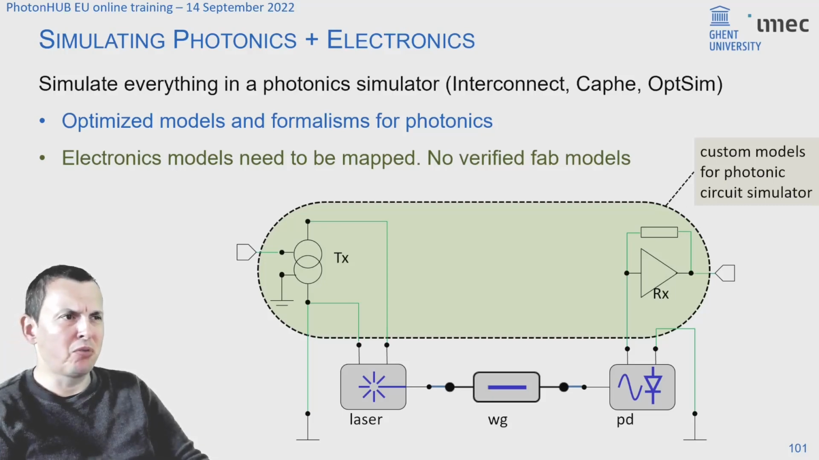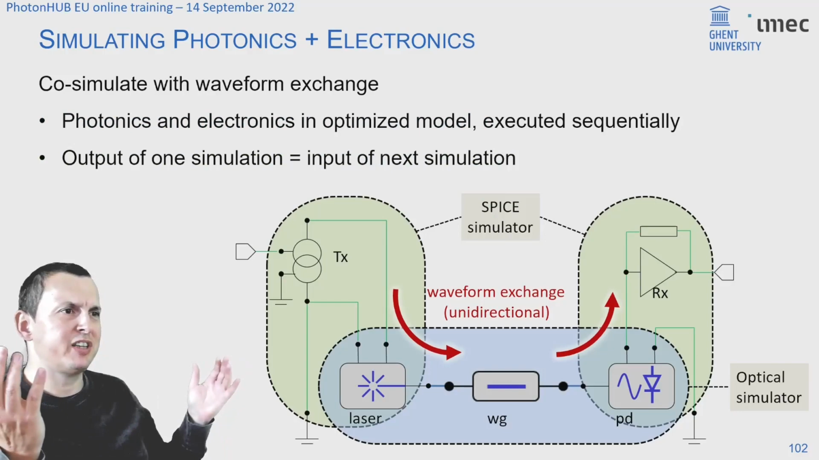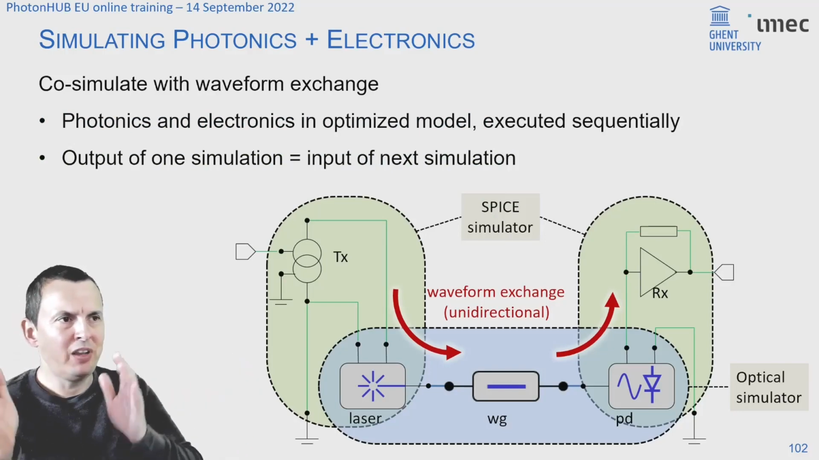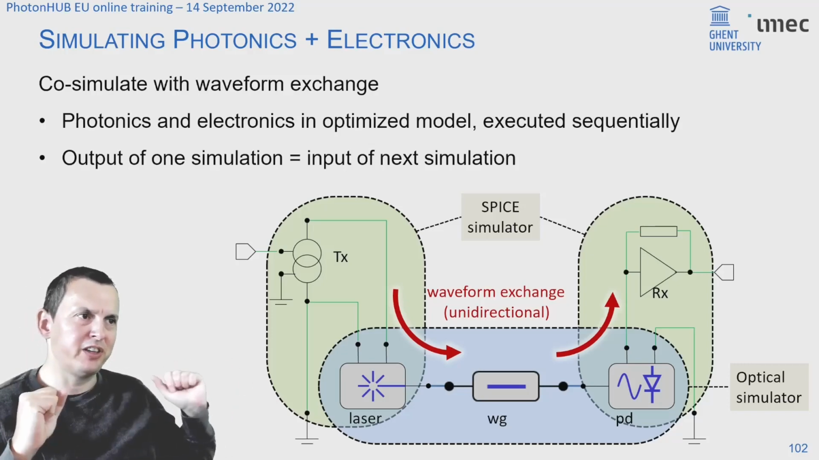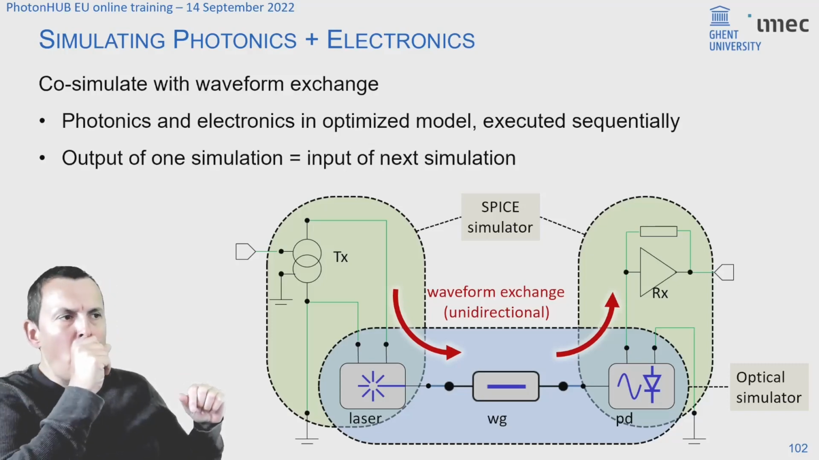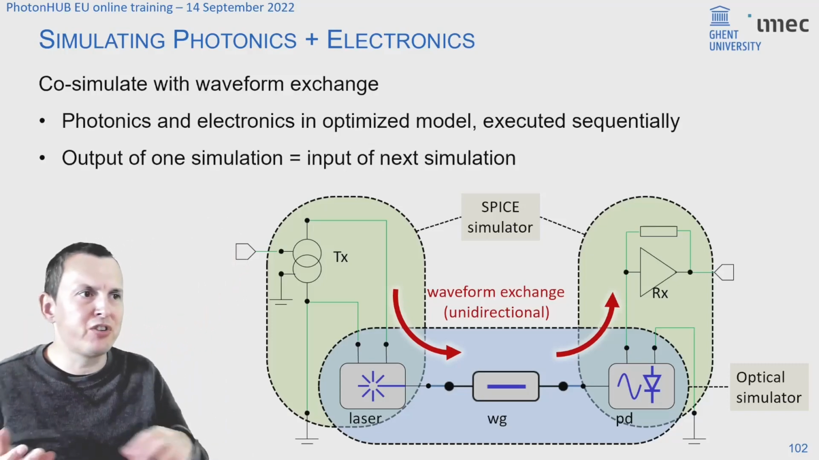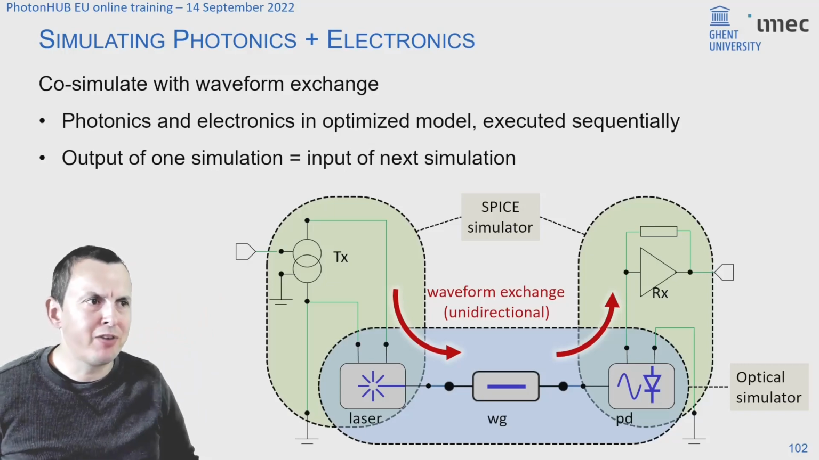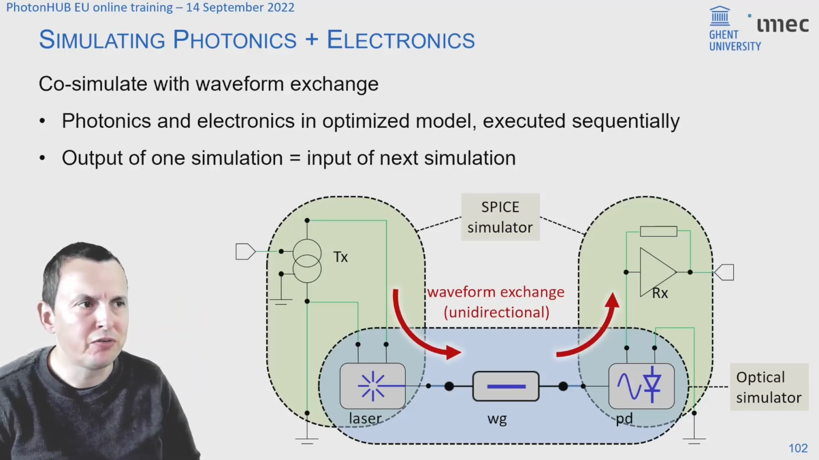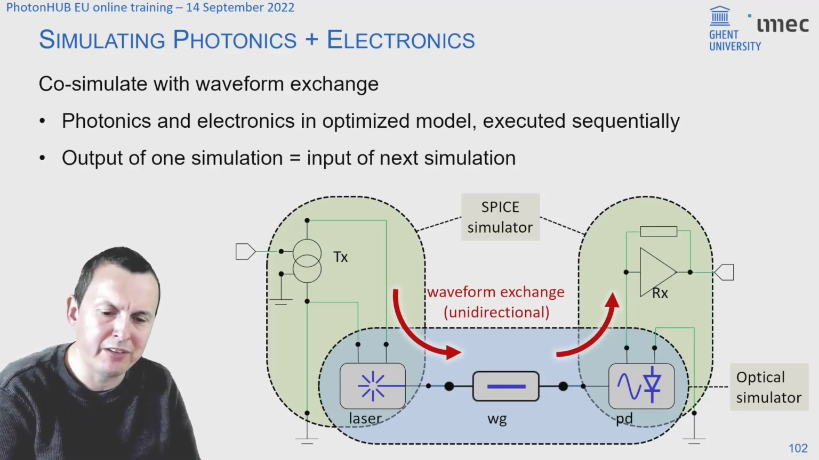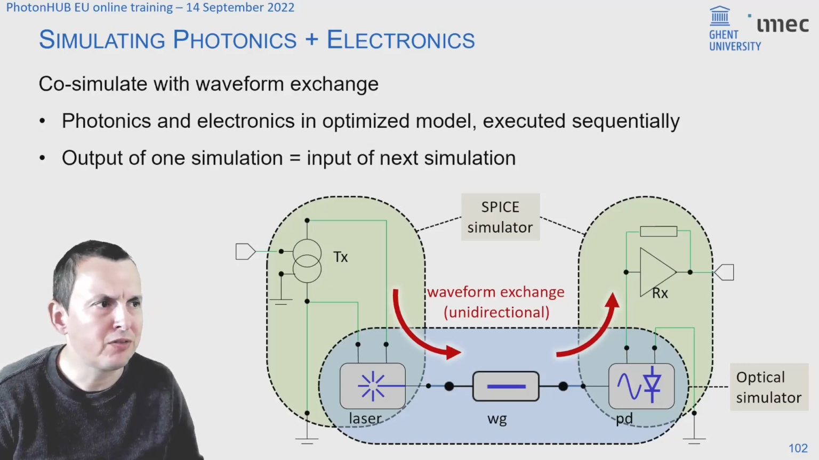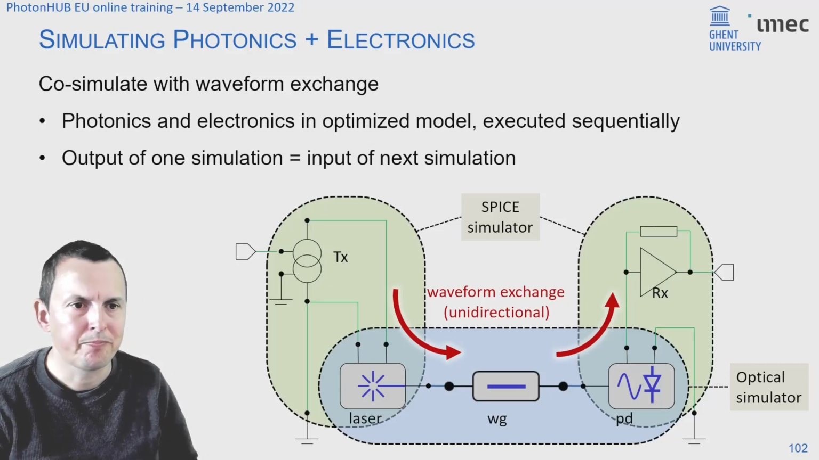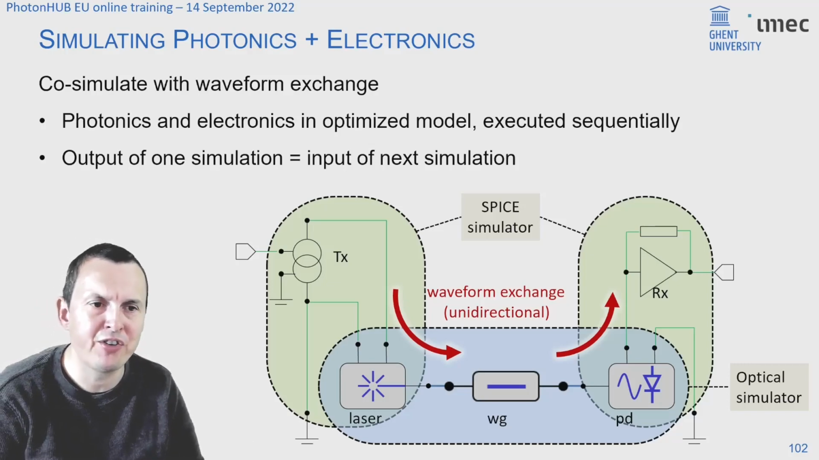So if you want to make both work, there's not much that you can do except basically simulating the electronics in an electronic simulator, which is trusted, which you know is going to work, and simulating the photonics in a photonic simulator. And in a case like this, you have a one-directional flow of information. Your current driving your laser is basically handed over to your photonic simulator as a waveform. Then you run your photonic simulation, and then the current coming out of the photodetector is sent into the receiver. So in a one-directional flow of information, you can just run these three simulations sequentially.